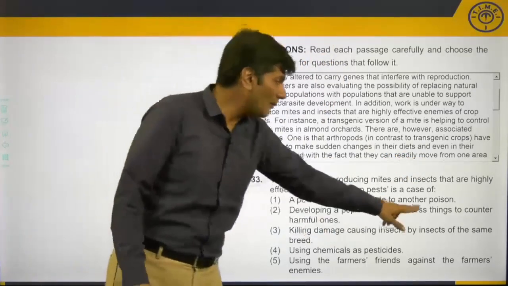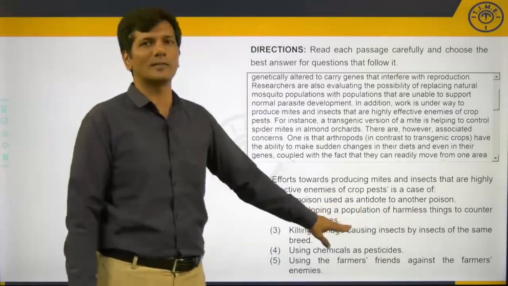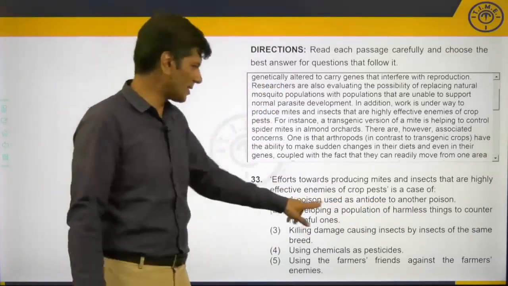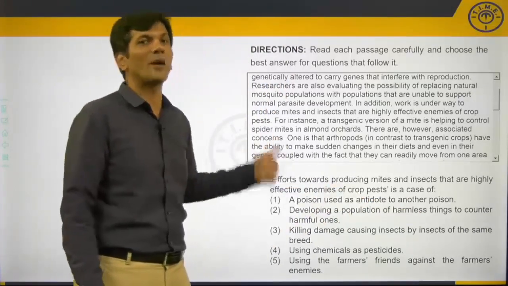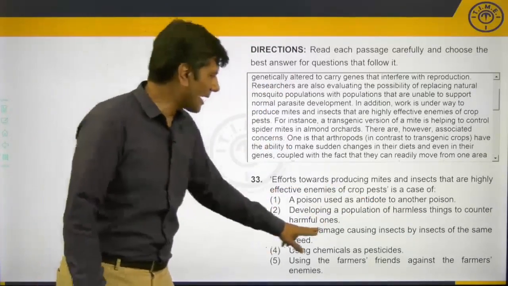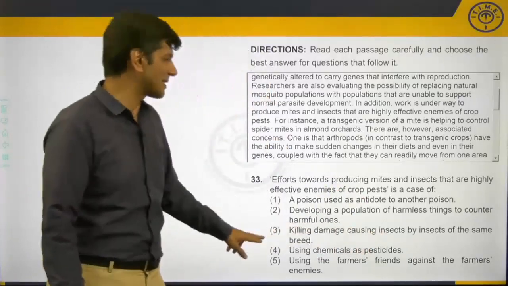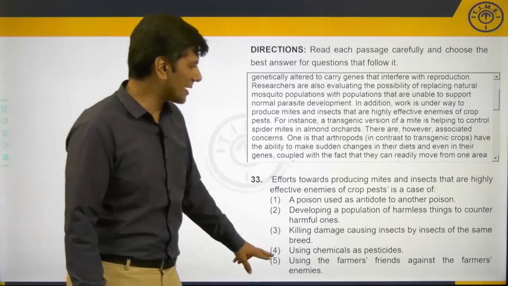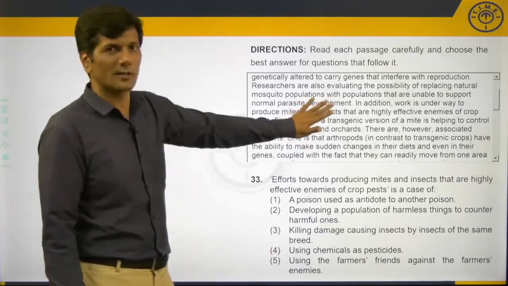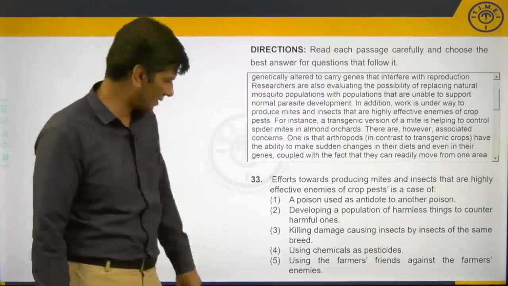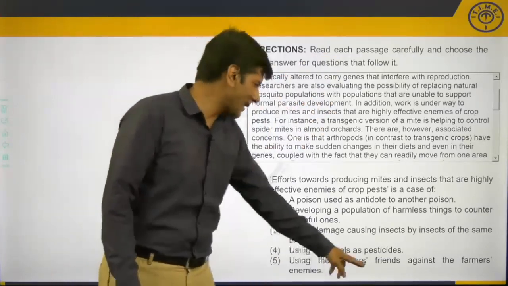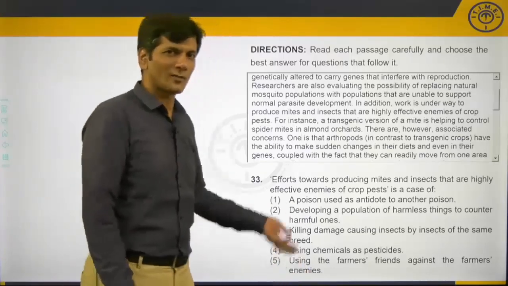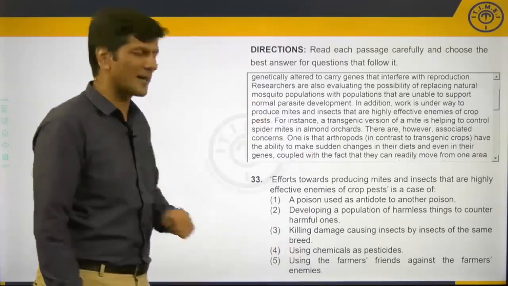Developing a population of harmless things to counter harmful ones. That's what makes it correct, unlike the first one, where the antidote is not a poison. Killing damage-causing insects by insects of the same breed would again be incorrect. Using chemicals as pesticides is not what this is all about. It's in fact using insects against insects, using the farmer's friends against the farmer's enemies. Again, this is an overgeneralization and really blowing things out of proportion. So the best pick is answer option 2.